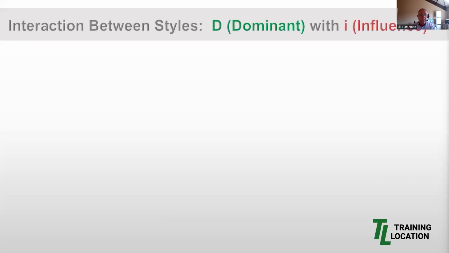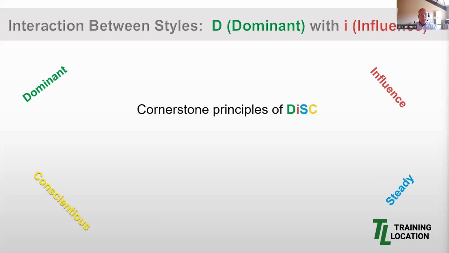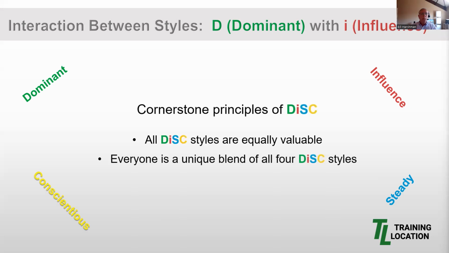Our topic today is interaction between styles. This session is one in a series discussing the interaction between the four DiSC styles, which include dominant, influence, steady, and conscientious. Before we begin, let's review the cornerstone principles of DiSC. All DiSC styles are equally valuable, and everyone is a unique blend of all four styles.